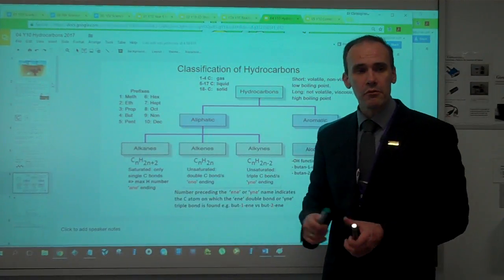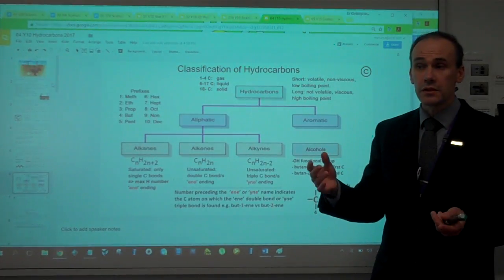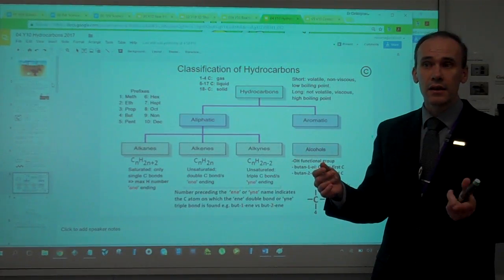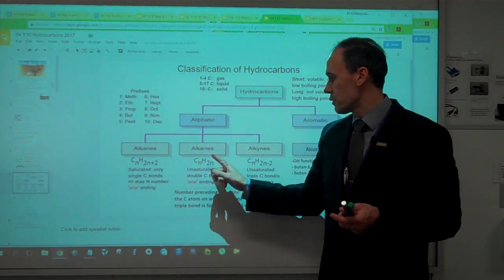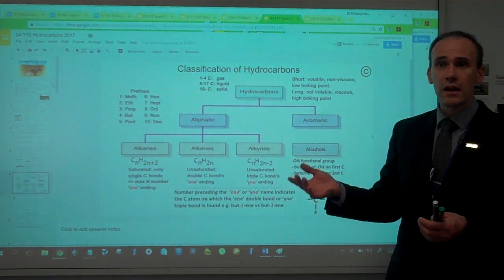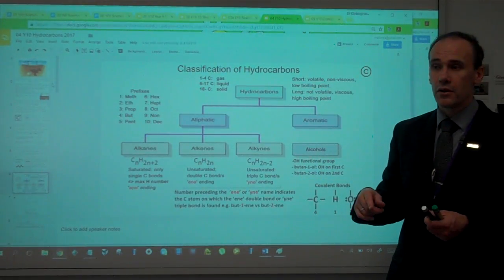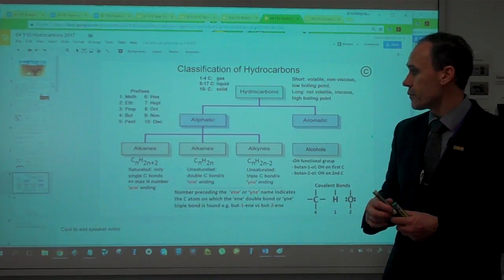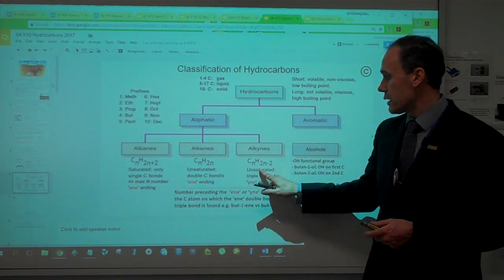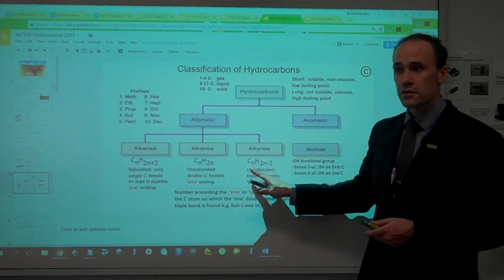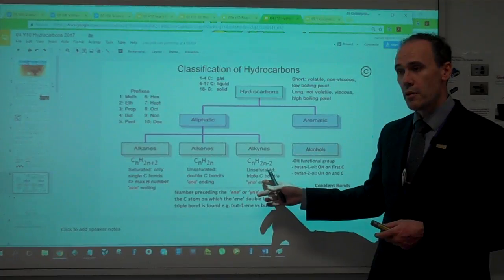So the question can be written from any direction. You can be given a chemical formula and asked, is this an alkane, alkene, alkyne? And you have to work it out. Or you can be given a name and have to derive the chemical formula from it. Alkenes, CnH2n, are unsaturated, as are alkynes. Unsaturated means there is at least one double bond or at least one triple bond.